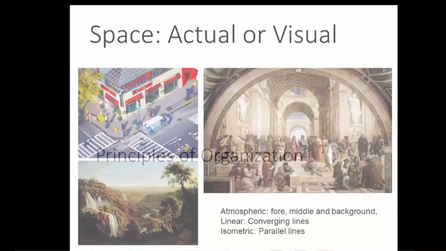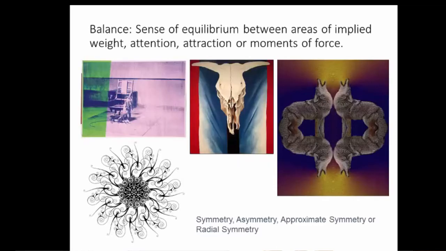We now want to look at the principles of organization. And the principles of organization refer to the way in which the elements are organized in a work of art. Again, composition. Our first principle we want to consider is balance. Balance is a sense of equilibrium between areas of implied weight, attention, attraction, or moments of force. And for our purposes, there are four basic types of balance that we consider.